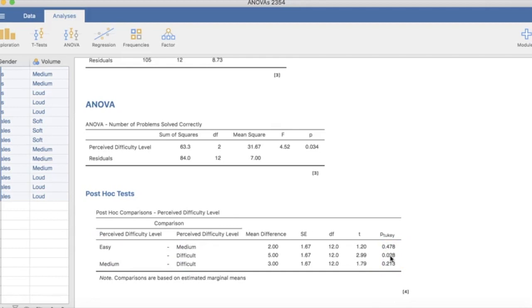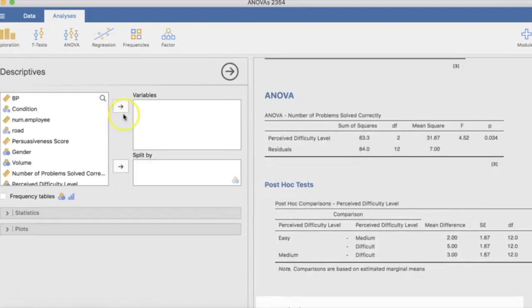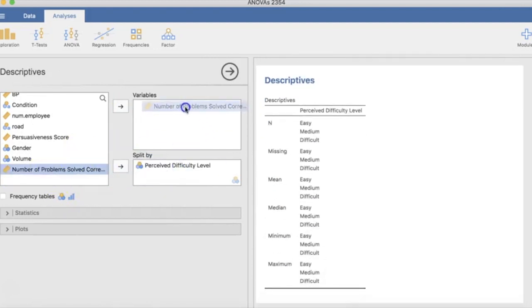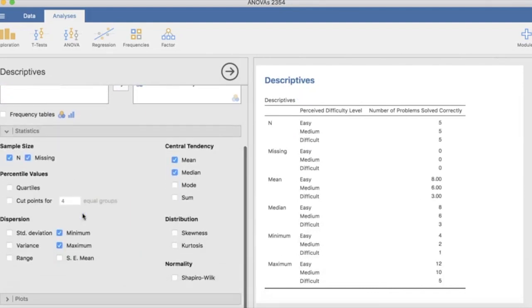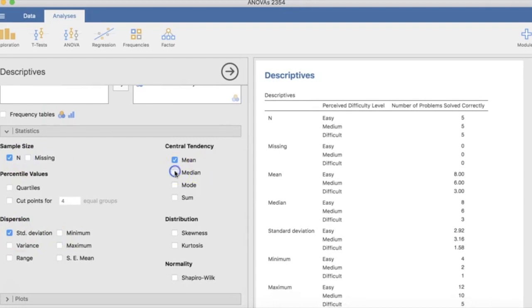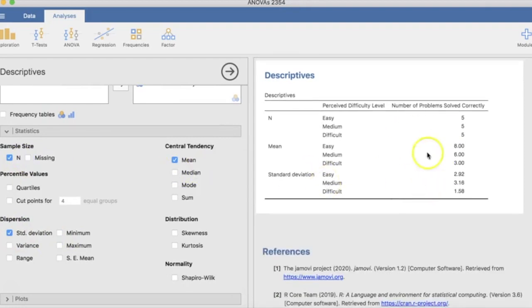And then for reporting purposes, I recommend you also go to exploration, descriptives, and you drag your perceived difficulty level over here, and then the number of problems solved correctly. For the most part, you're going to need the standard deviation, the n, and the mean. So you're going to need this table basically. If you know how many people you have, you probably don't need the n, but I just recommend it. So you're going to need this to write up your APA style descriptives and ANOVA results.